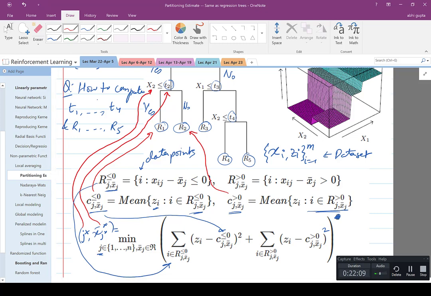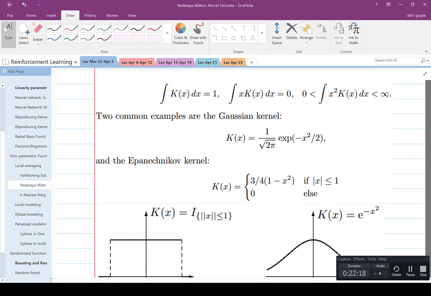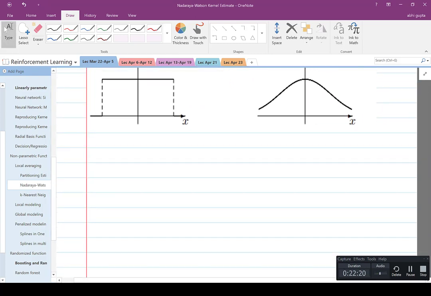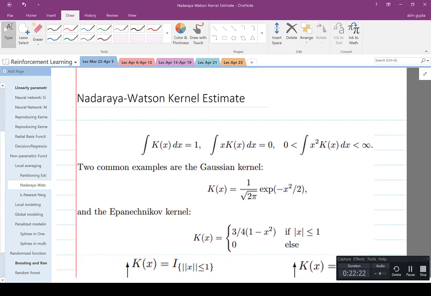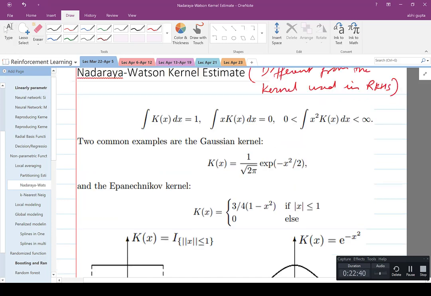So there are obvious problems with this sort of function approximator. So let's talk about the other possibility, which is called the Nadaraya Watson kernel estimate. And the idea is, now this is different from RKHS, so I don't want you to confuse between the two kernels. So this is different from the kernel used in RKHS, okay?